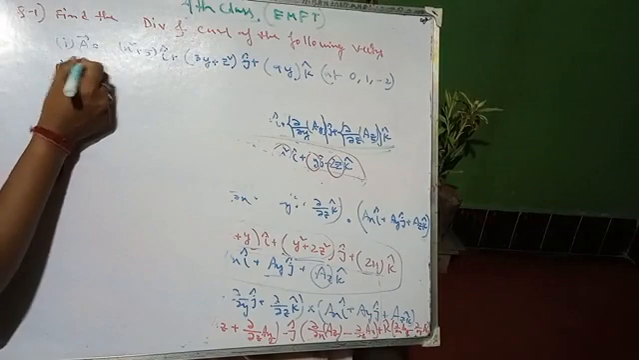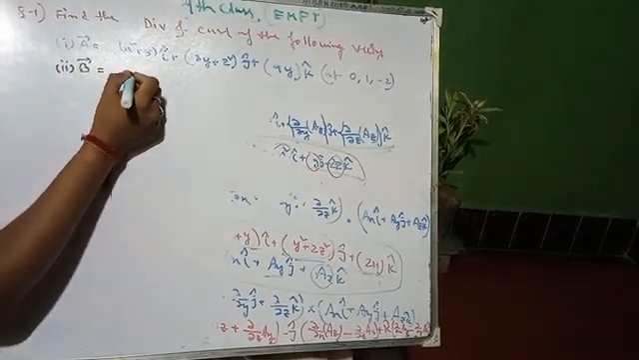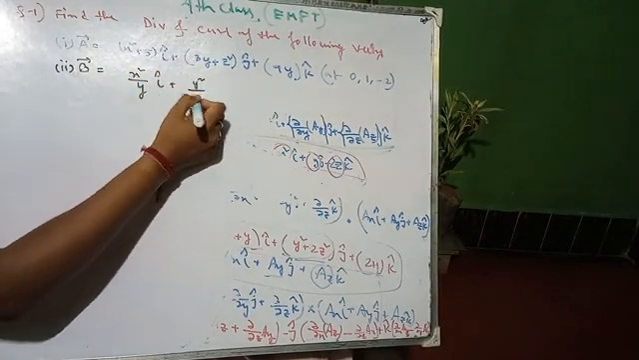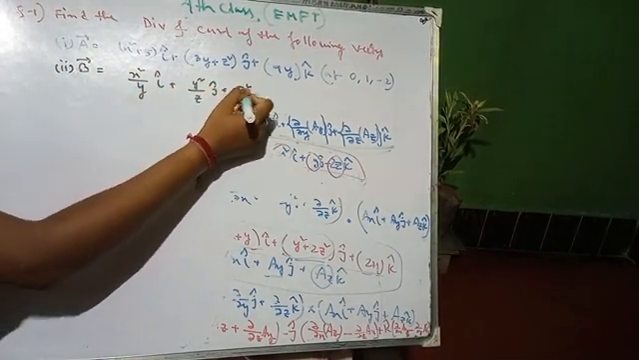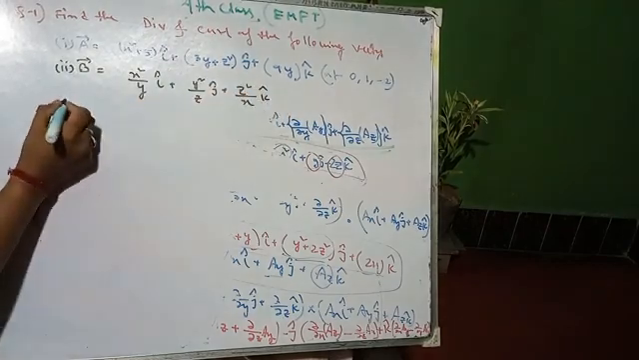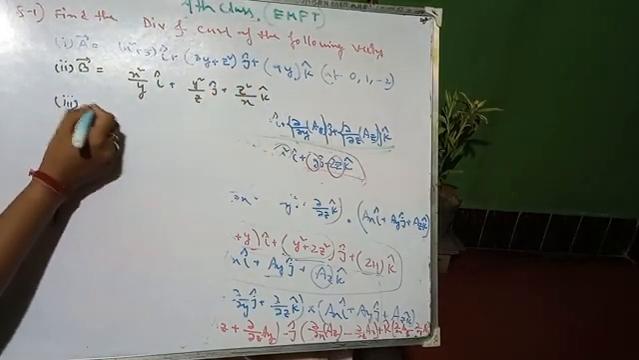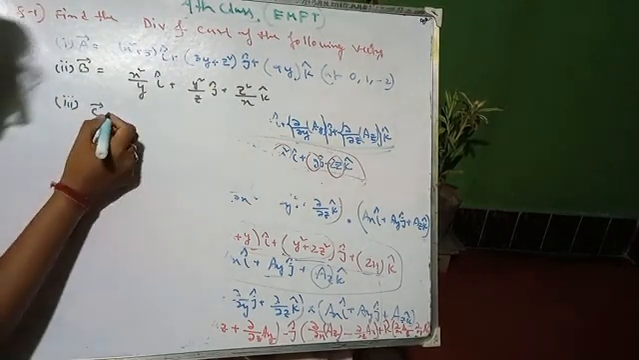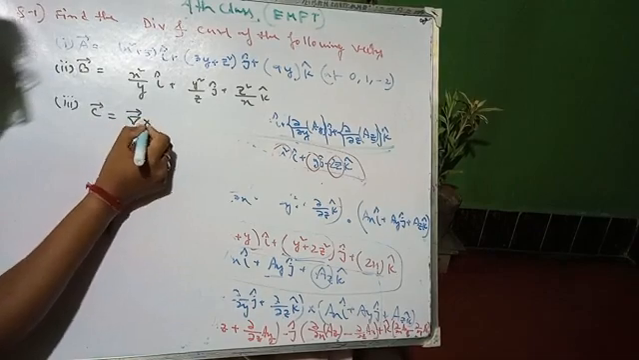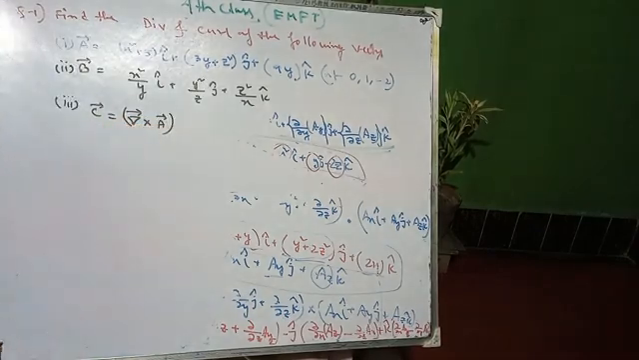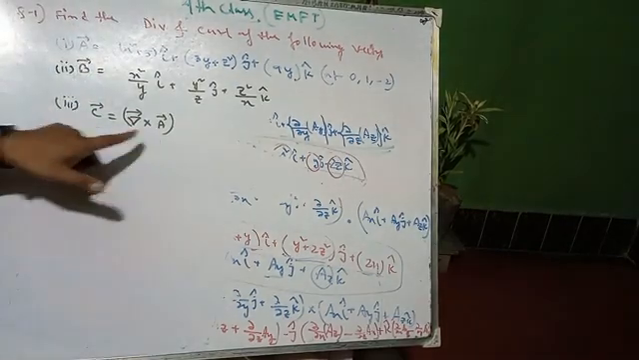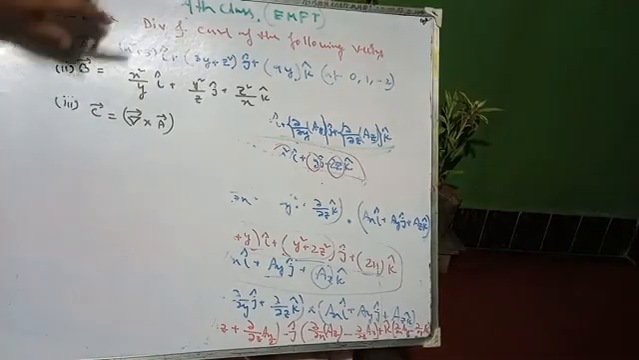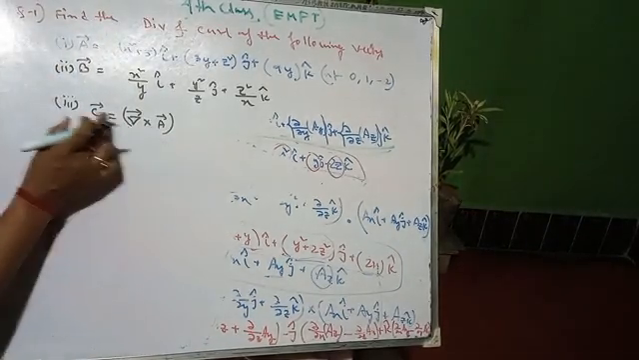And next one, b vector equals to, suppose x square by y i cap plus y square by z j cap plus z square by x k cap. Okay, so third problem, c vector equals to curl of a. It is very much important. Whatever the result you get after the curl of this a vector, you have to consider it as a c vector.